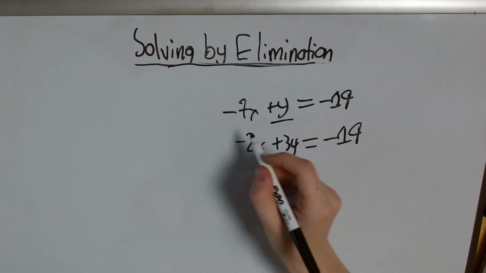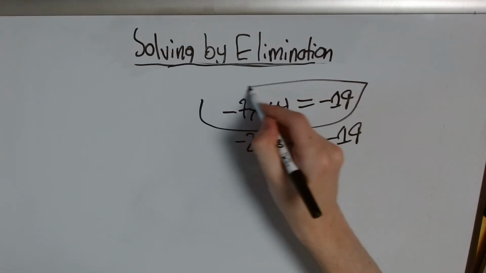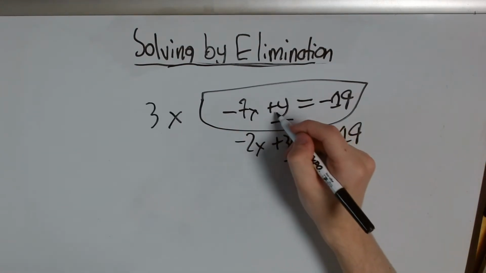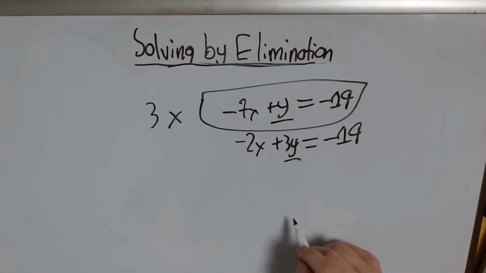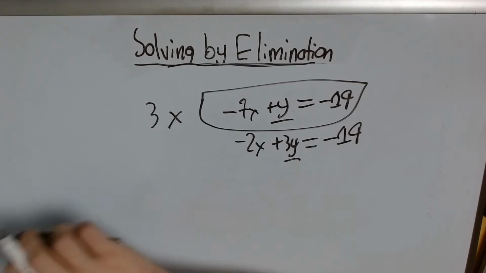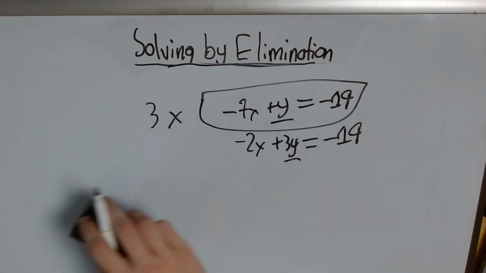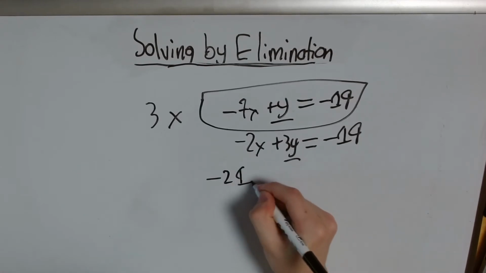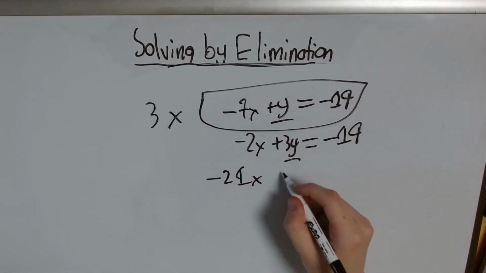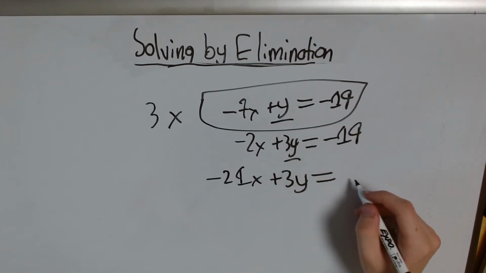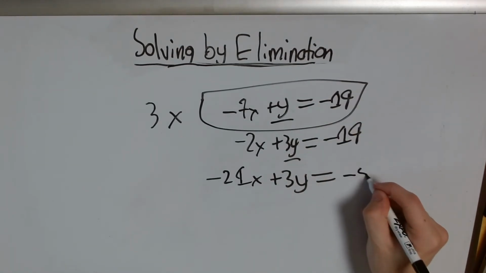So how can I get to the point that these are both 3y? Well, I know. I'll multiply this entire equation by 3. Because if I do that, this will become 3y, and I can just subtract the two equations and get my answer. So I'm going to do exactly that. So 3 times this. Well, 3 times negative 7, that's negative 21x. 3 times y, that's 3y. And 3 times negative 19, that's negative 57.